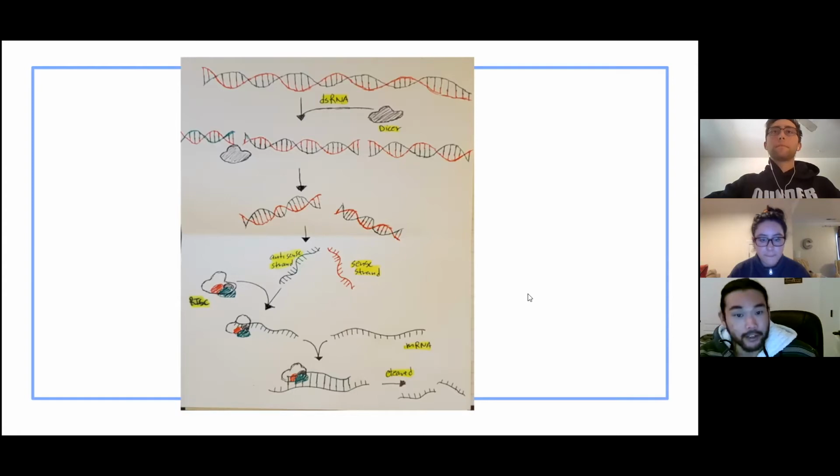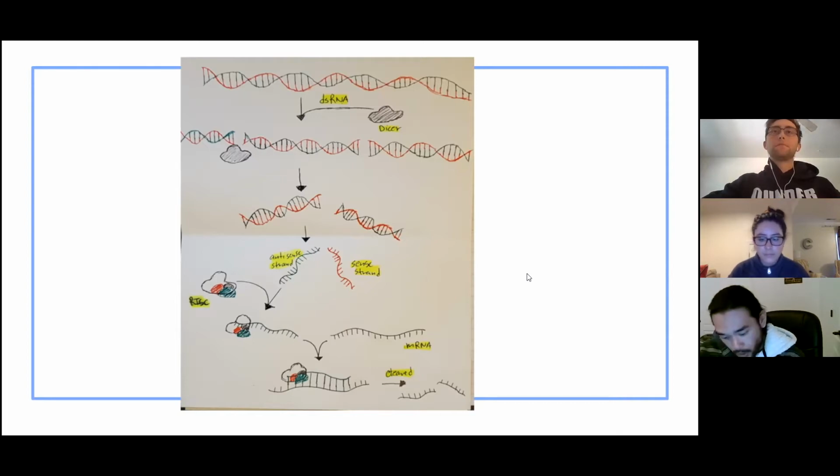Double-stranded RNA is introduced to the cell. It then triggers the RNAi pathway of cells. So it recruits the dicer, which is an enzyme. The dicer cleaves the double-stranded RNA into smaller fragments, about 20 to 25 base pairs long.